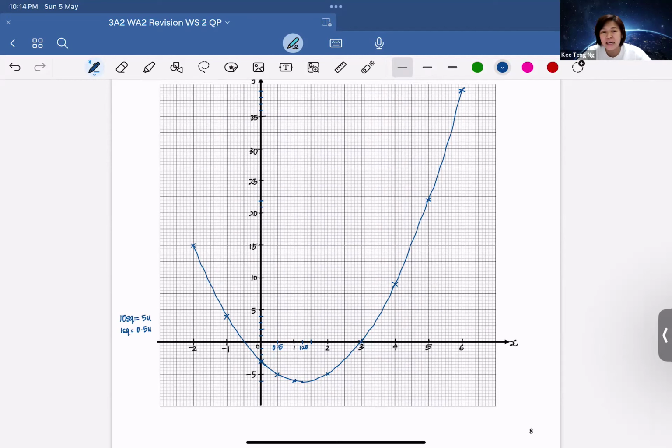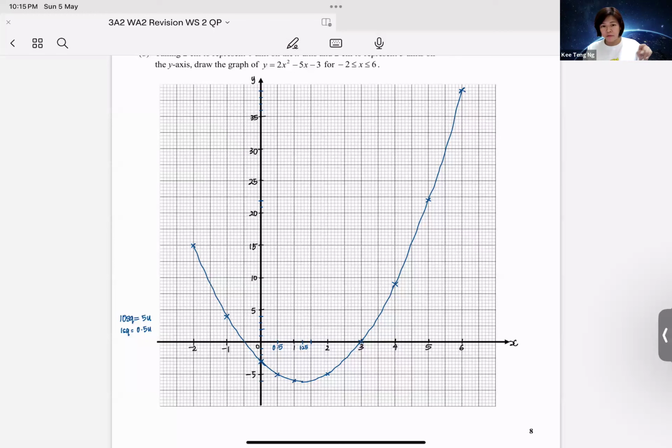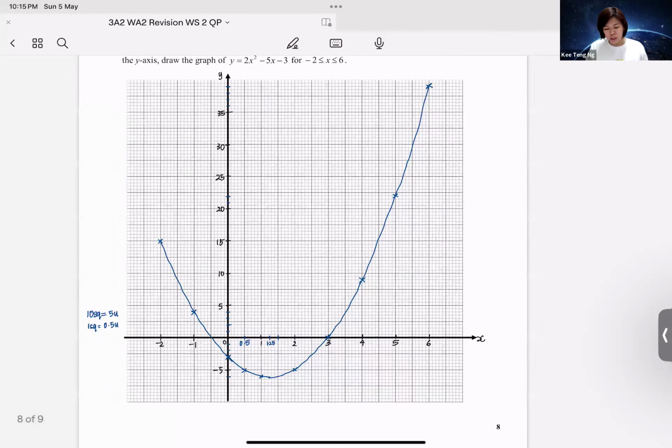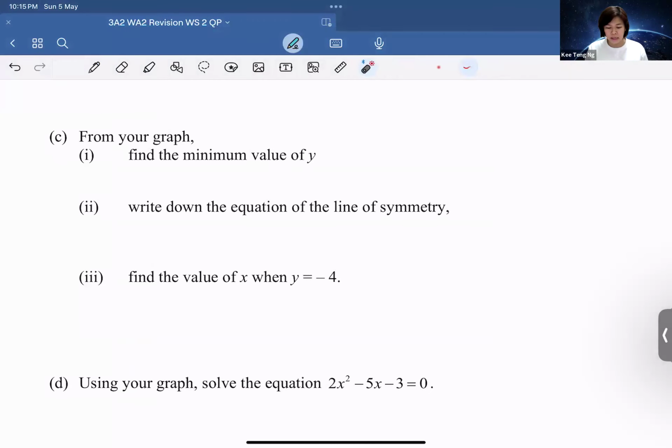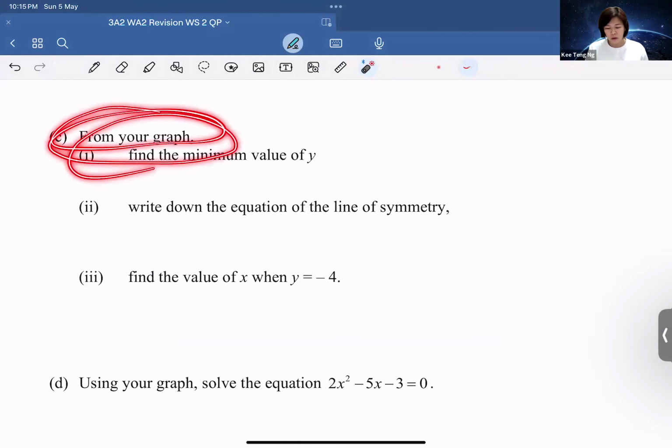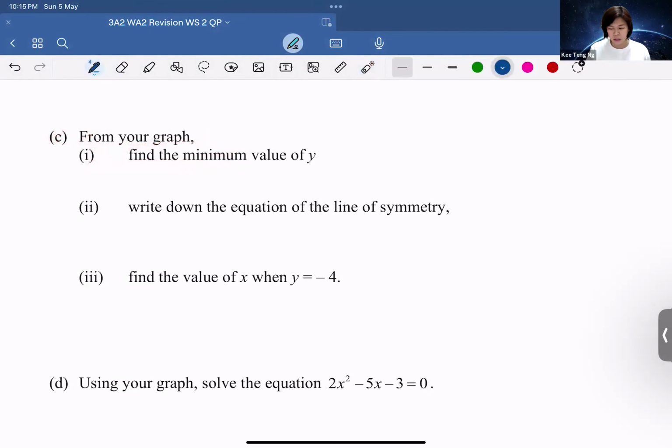If you have finished drawing your graph, let's go on to see the last few parts of the question, where we use this graph to find our answers. So we need to keep coming back to this graph itself. Next page, the question. The question really says from your graph, so highlight it, using the working from your graph itself.